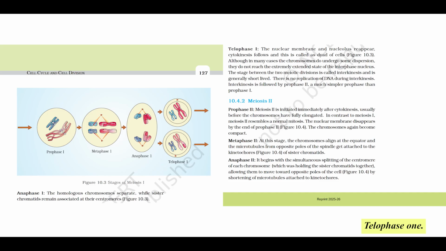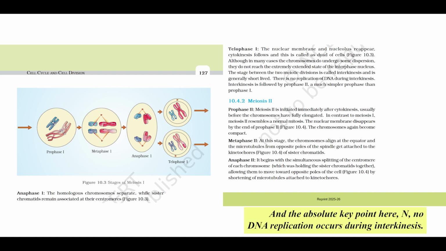Then telophase I. The nuclear membrane and nucleolus might reappear. Cytokinesis usually follows, forming 2 haploid cells. This pair is called a dyad. Chromosomes might decondense slightly, but not fully, like in interphase. And between meiosis I and meiosis II, there's a brief stage called interkinesis. Interkinesis, like a mini interphase. Sort of, but very short-lived. And the absolute key point here: no DNA replication occurs during interkinesis.